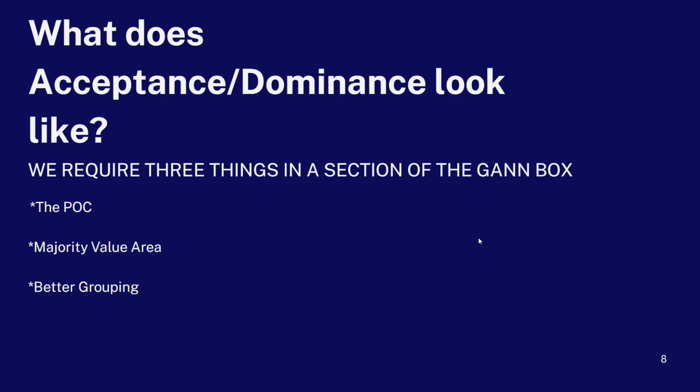So you remember how I said we want to answer the most important question. Where is the dominance in the schematic? Where did we accept in the schematic? This is how we're going to find it. We're going to use the volume profile, and we will look for these three things: the point of control, majority of the value area, and better grouping.